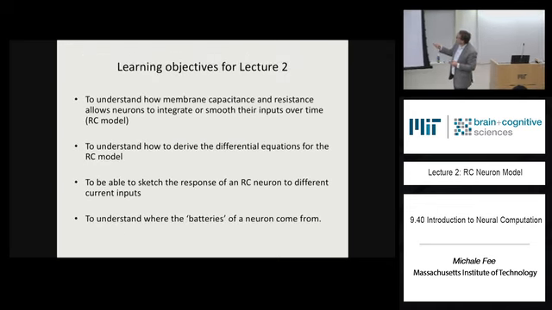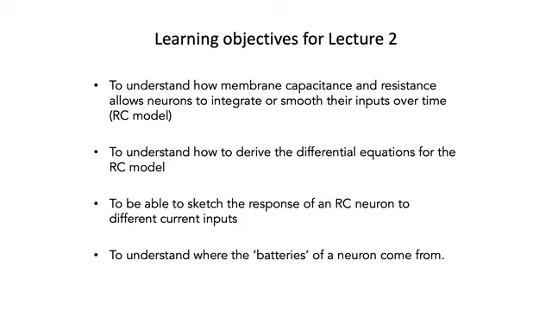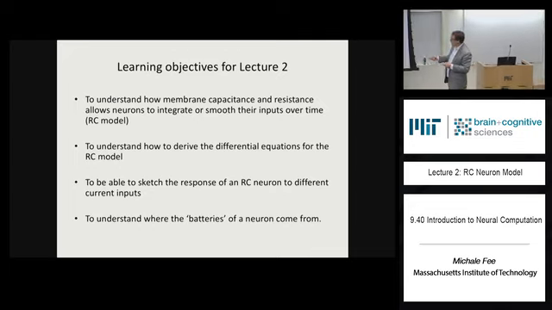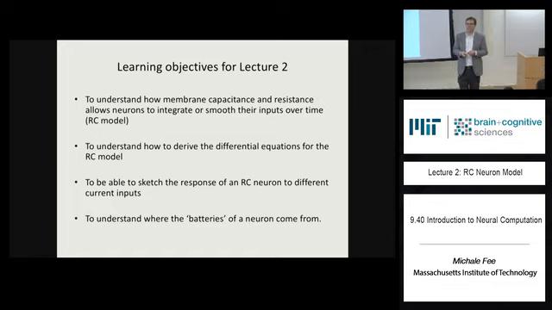And so we've done all of these things. We've looked at how membrane capacitance and resistance allow neurons to integrate over time. We've learned how to write down the differential equations. We're now able to just look at a current input and figure out the voltage change. And we now understand where the batteries in a neuron come from.